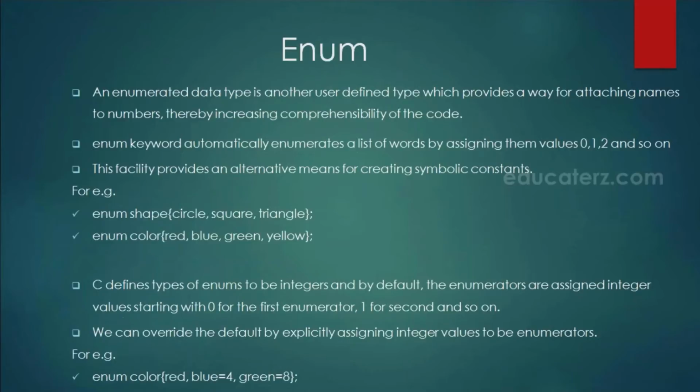Now C defines the type of enums to be integers, and by default these enumerators are assigned integer values starting with 0 for the first one and 1 for the second and so on. But we can override this default by explicitly assigning integer values to the enumerators. For example, we can mention blue as 4, green as 8. So explicitly this value can be stored with this enum. So we can say enums are used to have some integers, some numbers, assigned to some names.